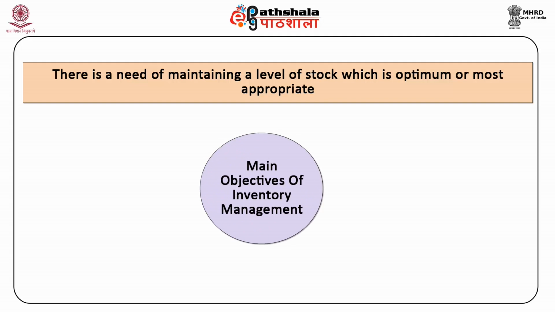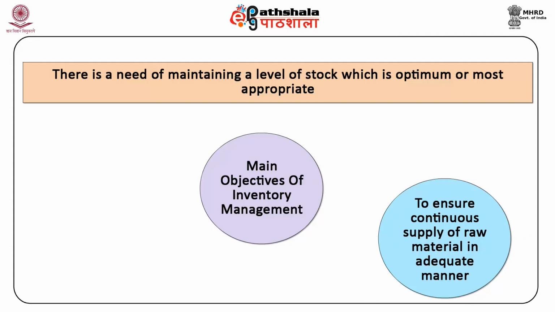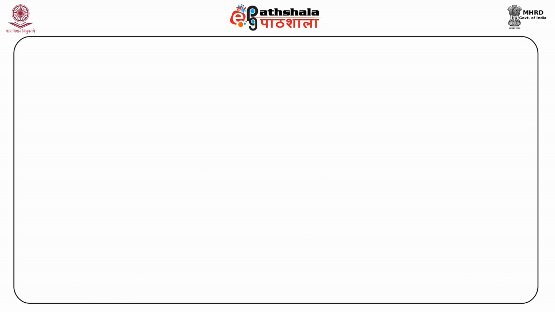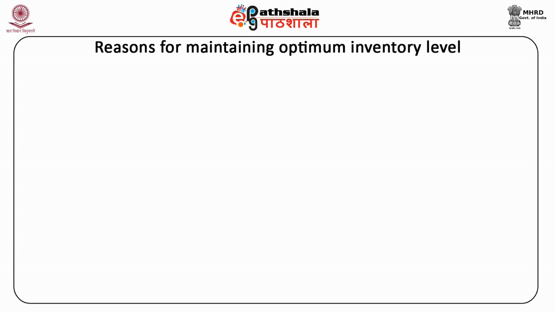Thus, the objectives of inventory management are twofold: to ensure continuous supply of raw material in adequate manner, and to minimize the investment of funds in the inventories. The optimum level of inventory depends upon the features of a particular firm.